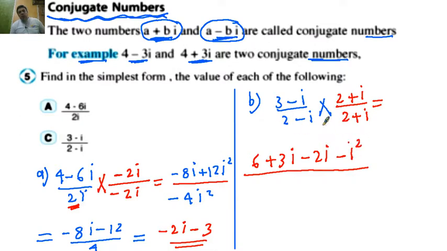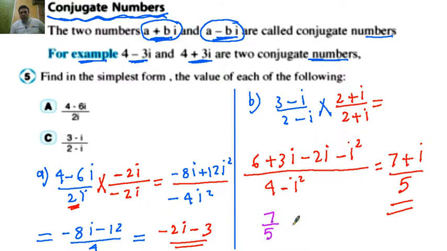The denominator is in the form of a difference between two squares: first times first equals 4, negative second times second equals i squared. Then the numerator becomes 6 plus 1 equals 7, and 3i minus 2i equals 1i. The denominator equals 5 because 4 plus 1. That is the answer of this question. We can write it in the form 7 over 5 plus 1 over 5 i. We can write the number in this form or in this form. That's right and that is right.